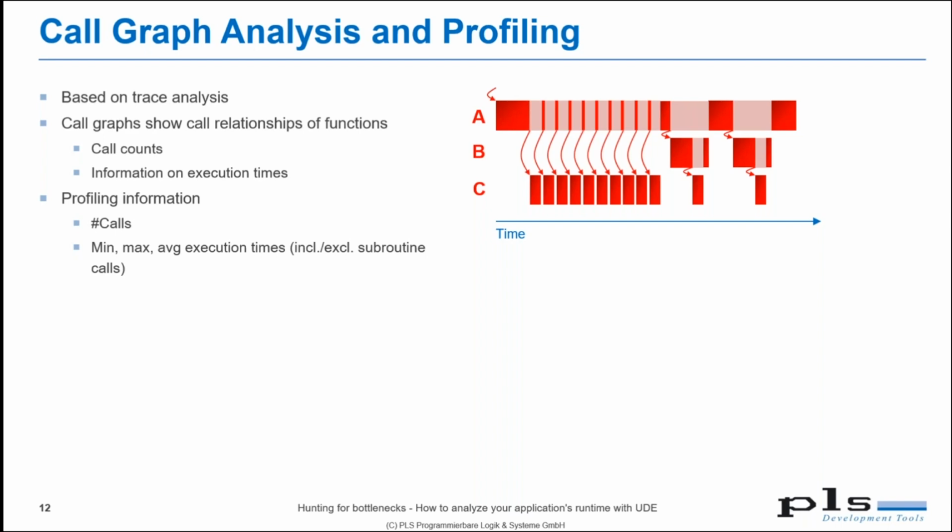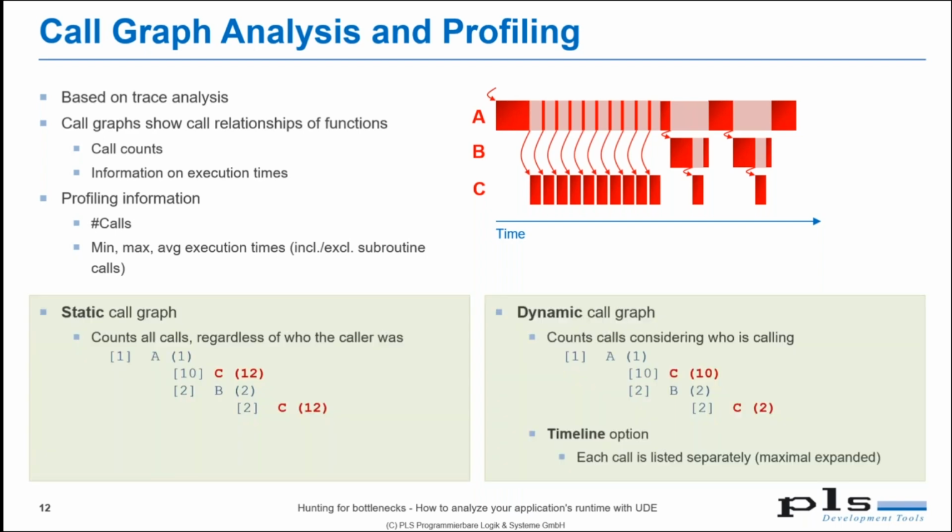You have not only the call graph, but you get also some statistic information. You will see it later. We have call counts. We have information about the execution time. We get detailed profiling information and so on. We have two representations of a call graph. We have a static one and a dynamic one.